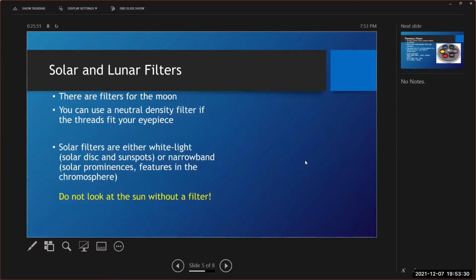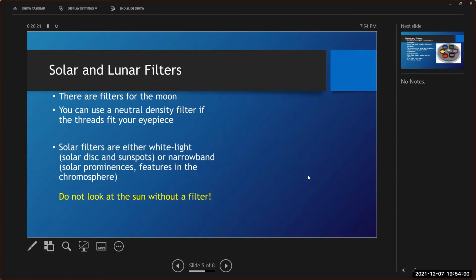So as we go to look at the few types of filters that I can think of for visual use, the first one would be the solar filters and the lunar filters. Does everybody here realize that you do not look at the sun without a proper solar filter, a specially made solar filter? Everybody have that? Yeah, yeah, good.